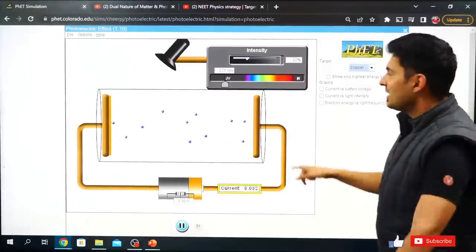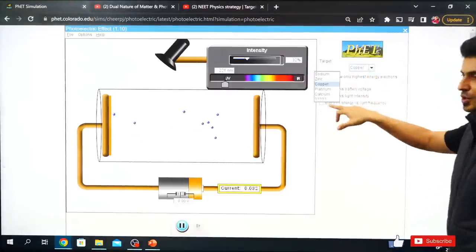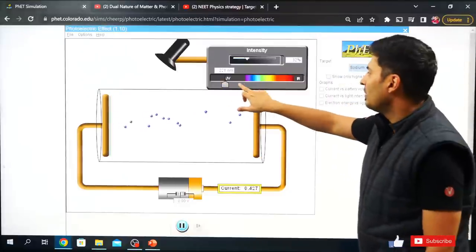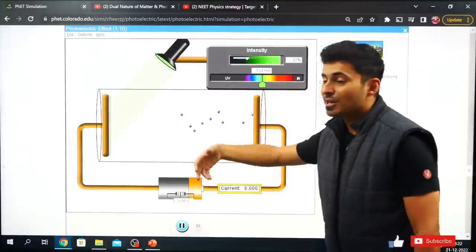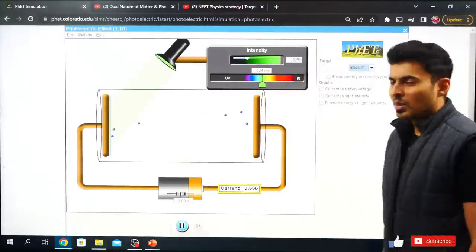Did you see that? I just changed the material over here. I have the option, I can choose the option. For sodium, it came out to be somewhere in that green color. So each metal has a different threshold. So you can try this out.